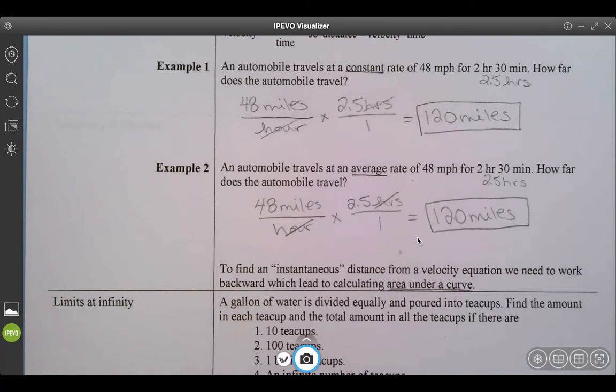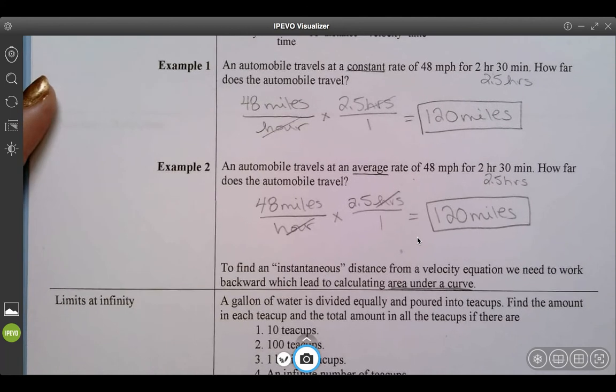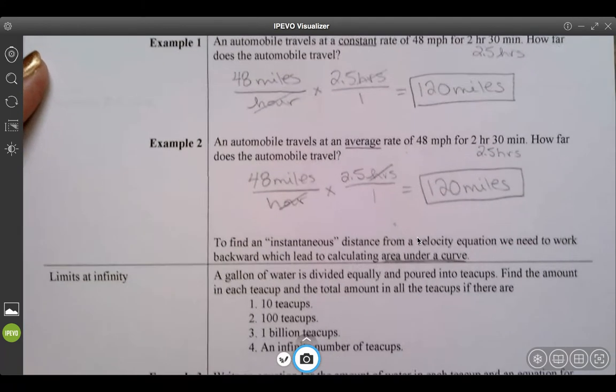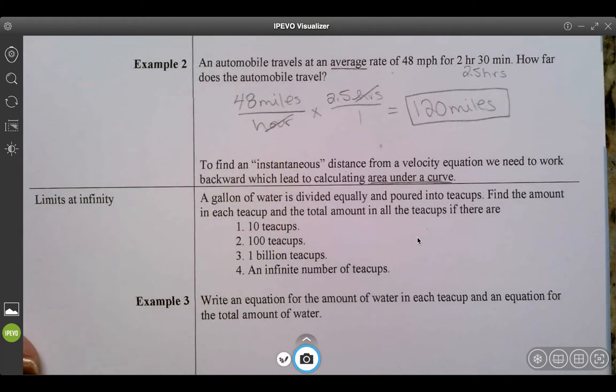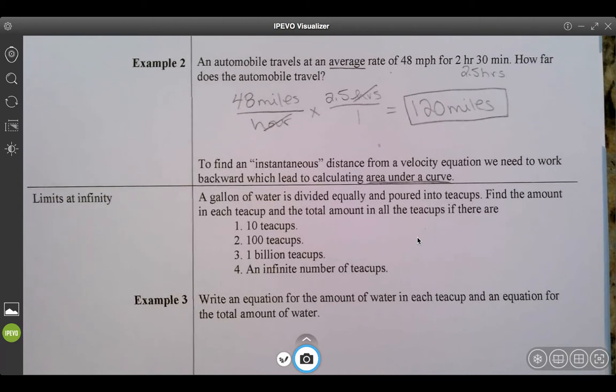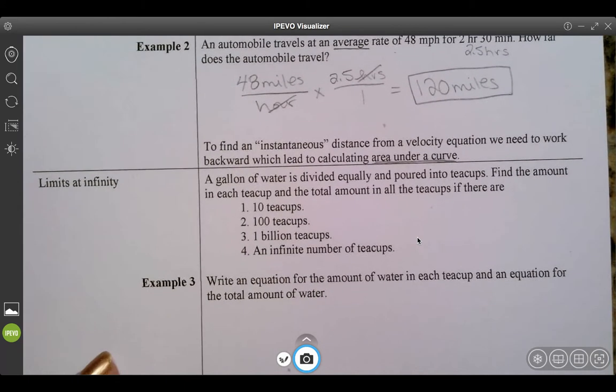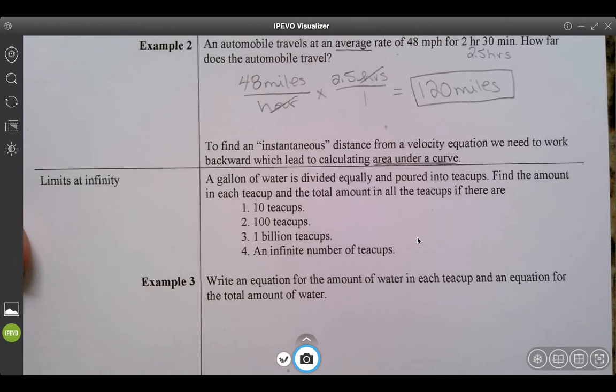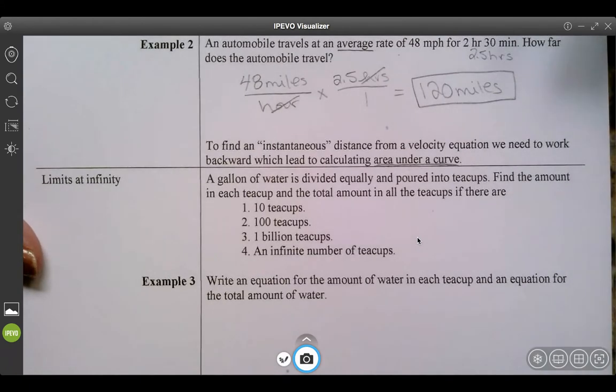But first I want to talk about, okay, so when I'm calculating that area under the curve, like we mentioned in the vocabulary section, we're going to need limits. So let's review, how do we find limits? Okay, so there's this kind of scenario here. We're looking at teacups, and water is being poured into the teacups. So we start with 10 teacups.